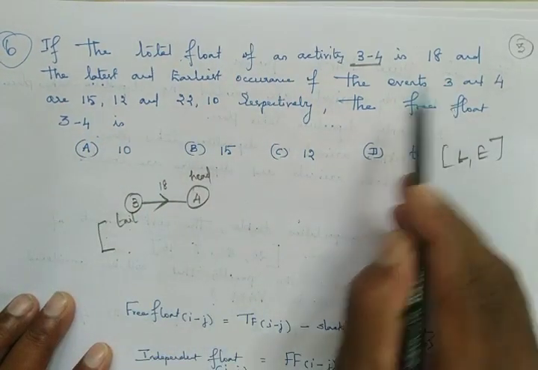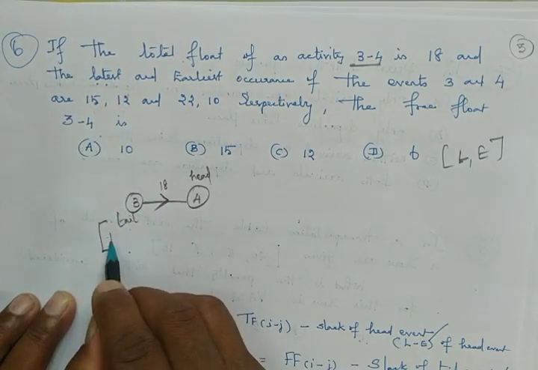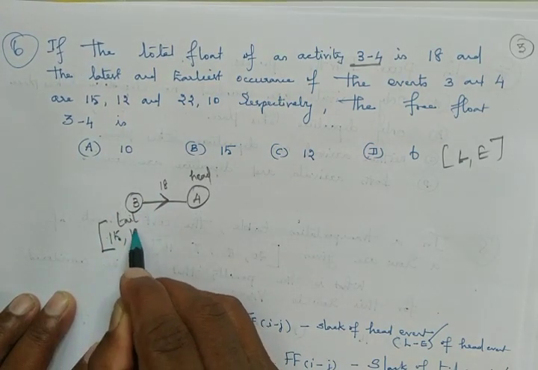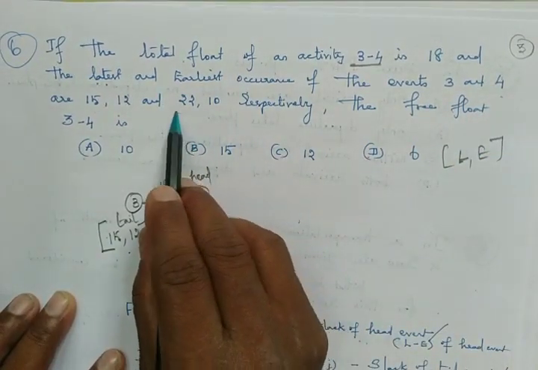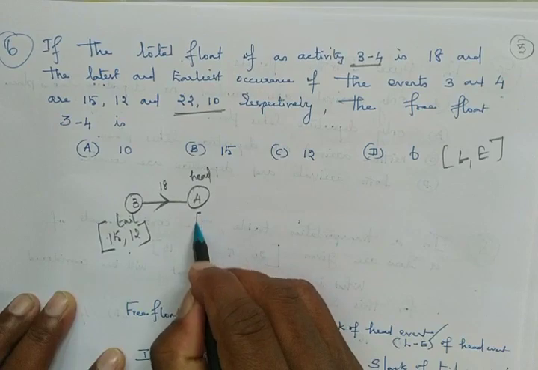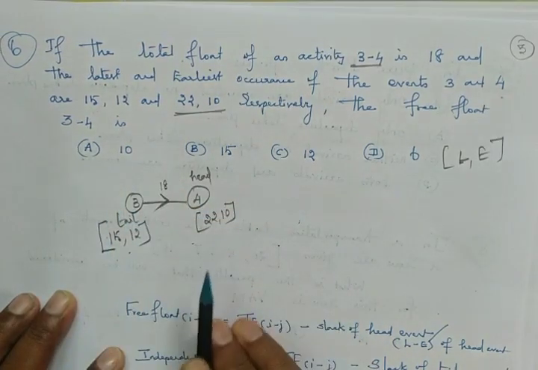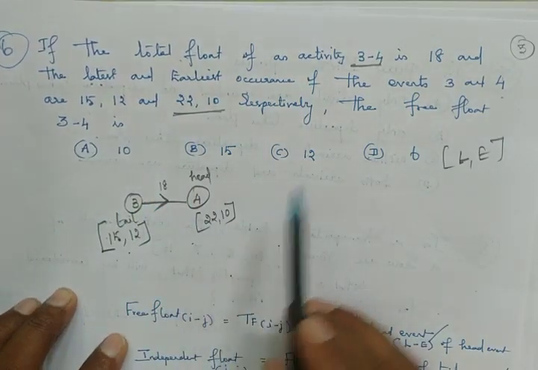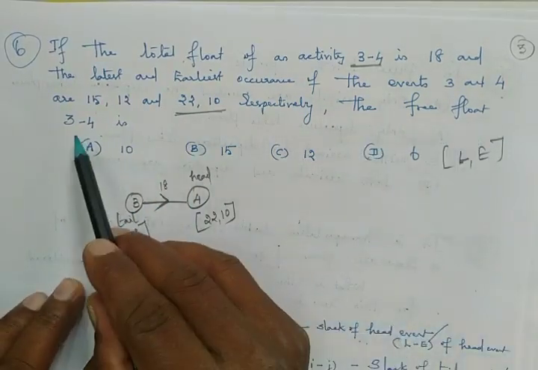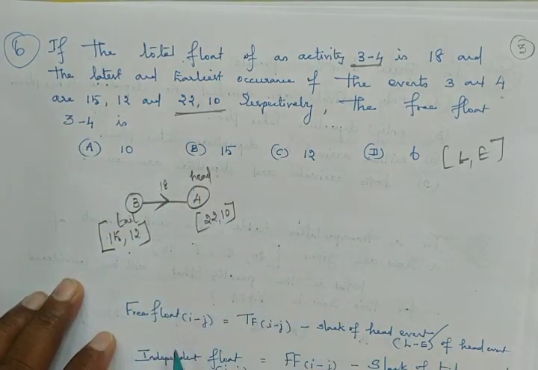For node 3, the latest and earliest times are 15, 12. For node 4, the latest and earliest times are 22, 10. This is the given problem, represented in diagrammatic form. Now they are asking for the free float of 3 to 4. I will first explain what free float is and what independent float is.